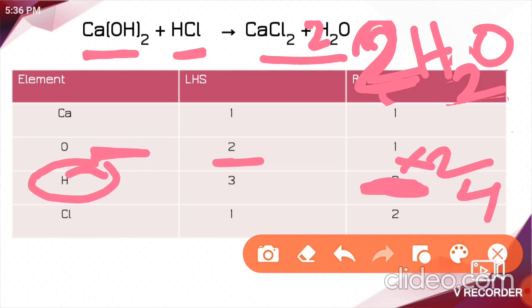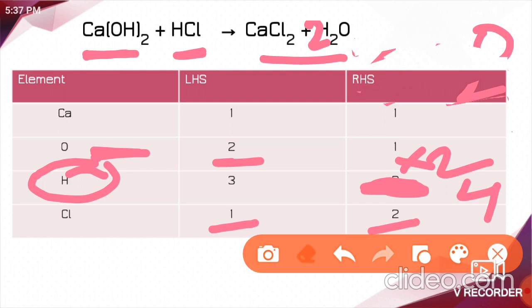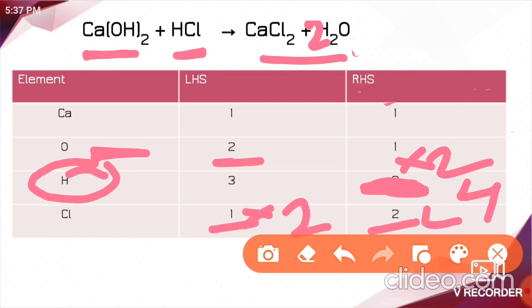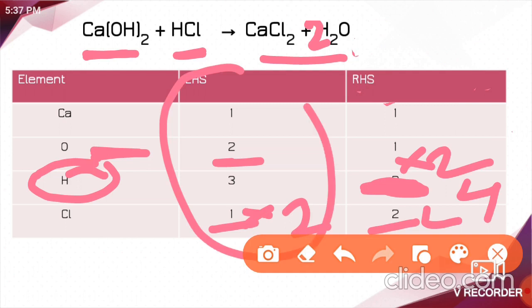Now we need to check hydrogen, but I already told you we will balance the hydrogen at last. Okay, now we will go for chlorine. Check the chlorine. In the reactant side, 1 chlorine atom is present. In the product side, 2 chlorine atoms are present. Right? So now try to balance the chlorine. Here 2 is there. I will make this 2 by multiplying by 2 here. Where did I multiply? In the reactant side. To what did I multiply? Chlorine. Check where chlorine is present in the reactant side. Here it is present, right?